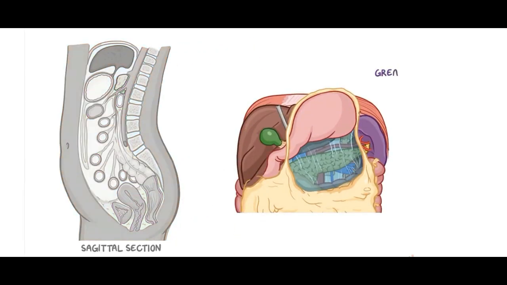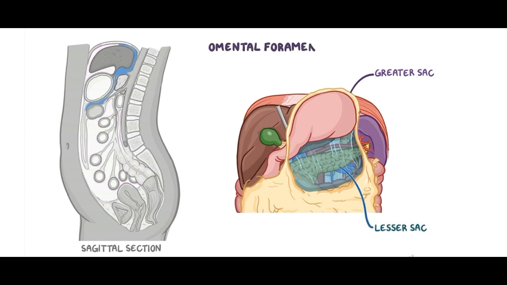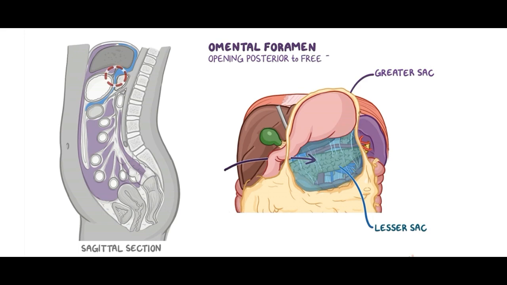Also remember, the greater sac and lesser sac communicate with each other through the omental foramen, an opening posterior to the free edge of the lesser omentum.